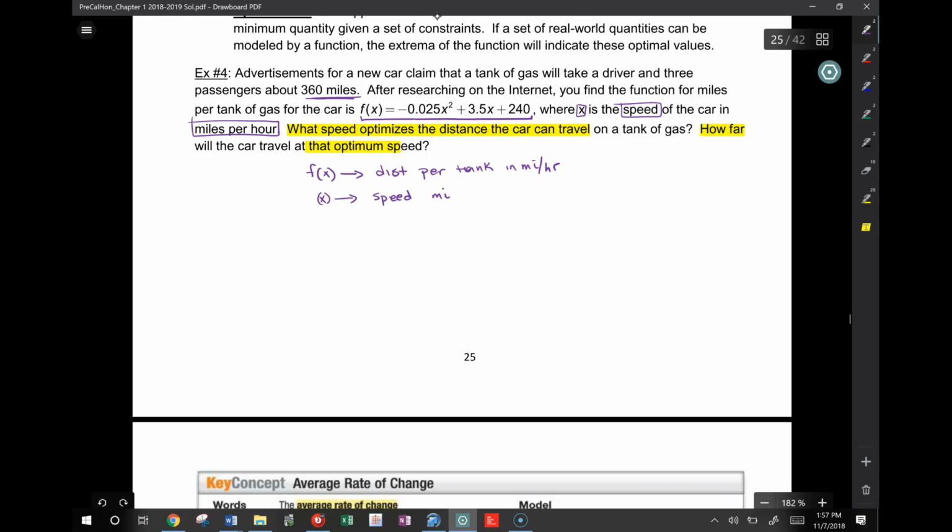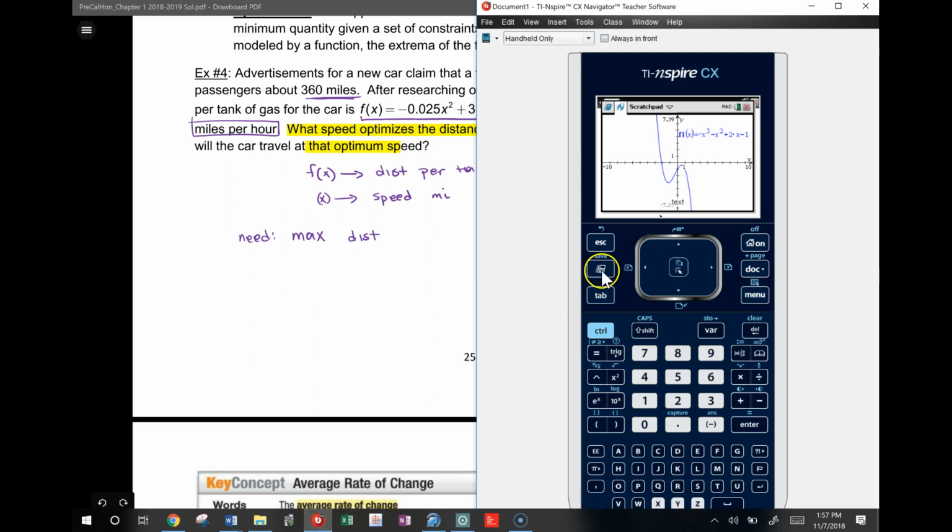Miles, okay? In miles. If I want what speed optimizes the distance, I want maximum distance. So I'm going to graph this, right? Maximum means graph. That's an extremum. So let's graph this guy.